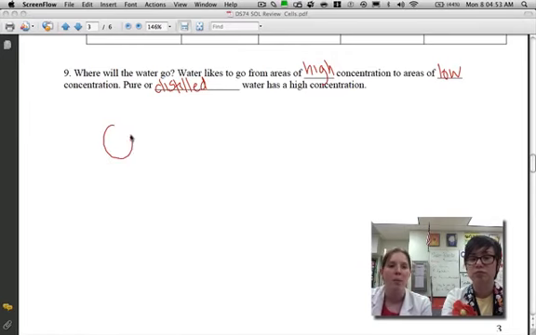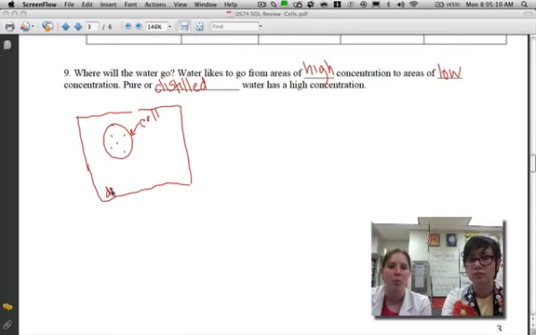So I'm going to go ahead on my paper and draw a cell, and you should be drawing this on your paper as well. And we know that cells have at least a little bit of solutes, of dissolved molecules inside them, like sugar and salt. So I'm going to put a few dots in there. Now let's pretend I took this cell and I put it into pure or distilled water. So this is a beaker with distilled water in it. You want to tell us what would happen?